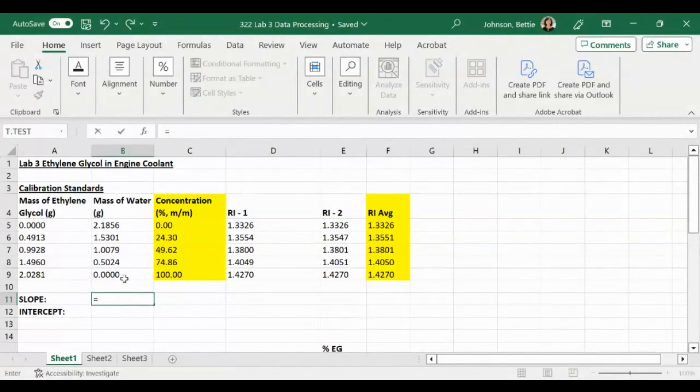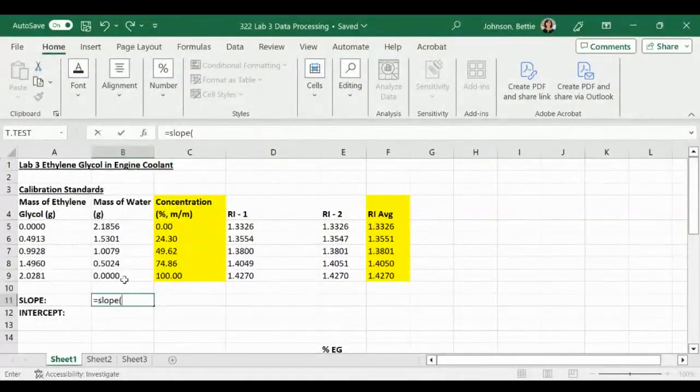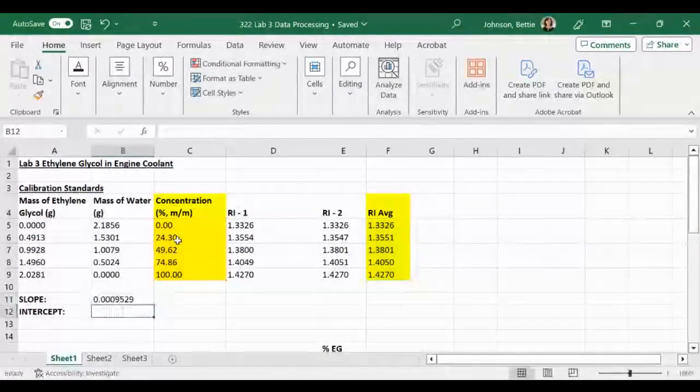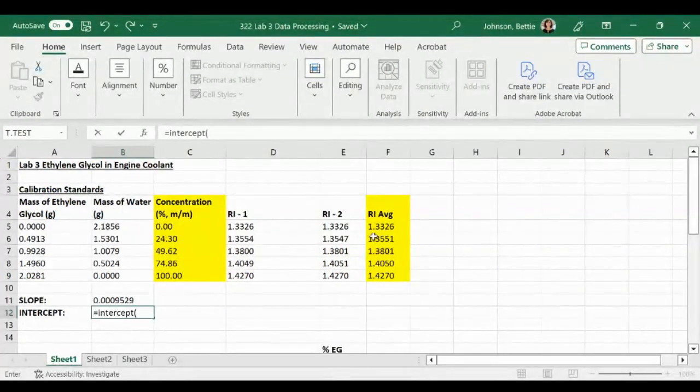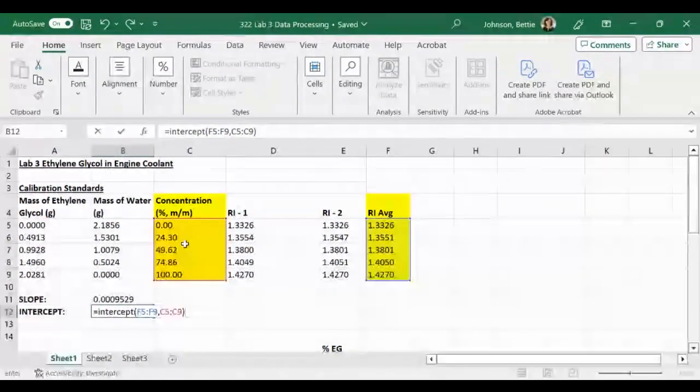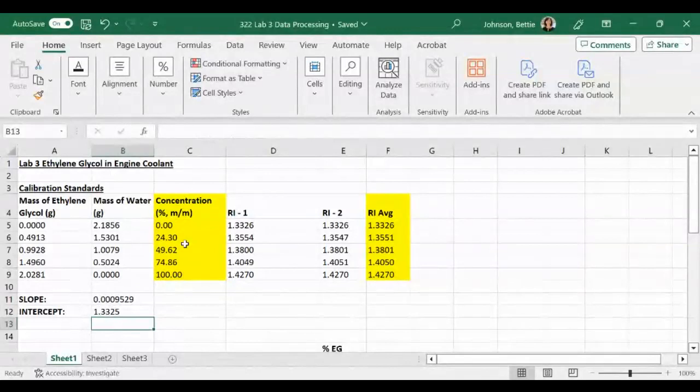So I'll go to this cell down here and I'm just going to type equals slope. It tells me to put in the known Y's, which are these, the average refractive indices, and then the known X's, which are these, the percent by mass of ethylene glycol. So there's the slope of the linear regression. Let's get the y-intercept. I'll type equals intercept, open parentheses, same as before, known y's, comma, known x's. So it's important to have the slope and the y-intercept in your spreadsheet because we're going to use that data to then calculate the concentration of ethylene glycol for the unknown samples, the actual engine coolants that we had.